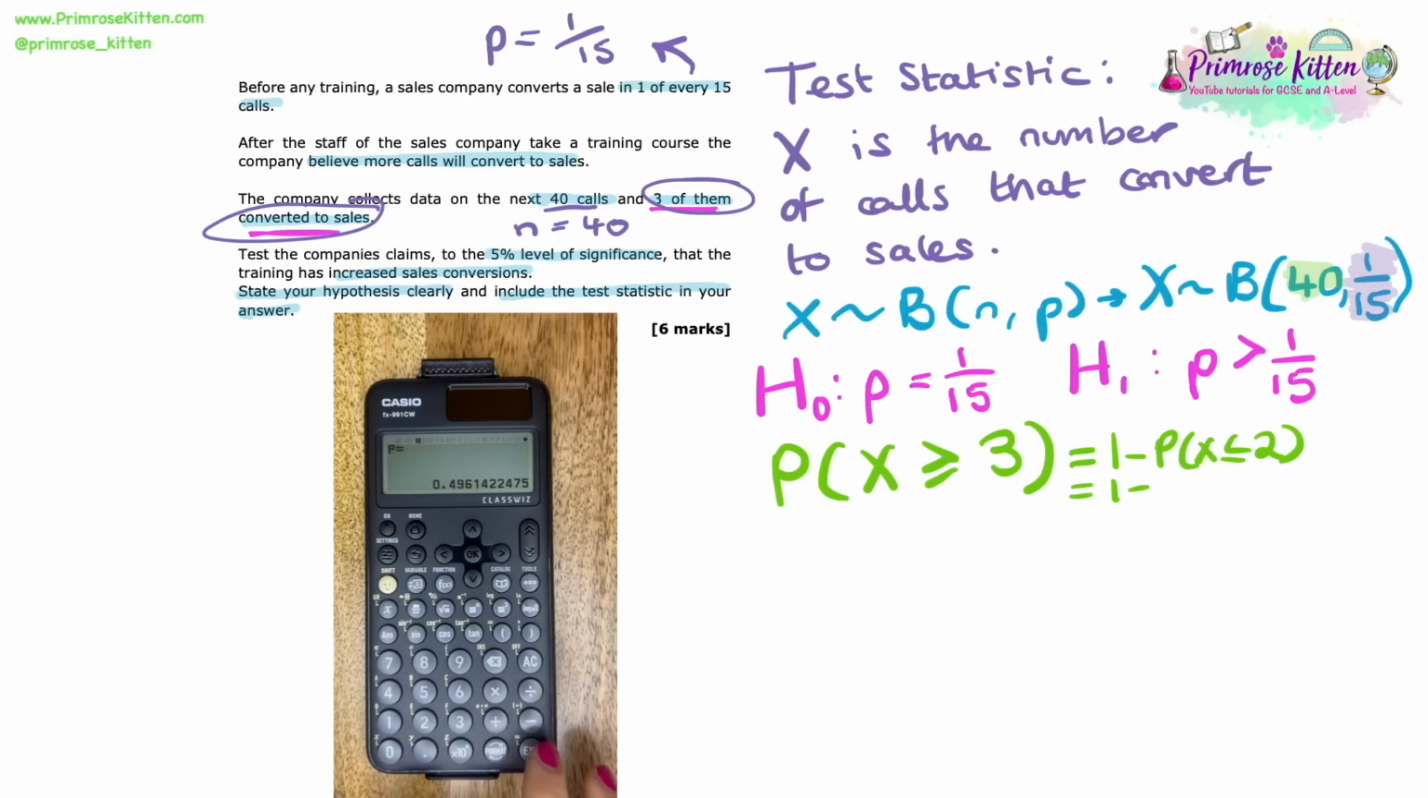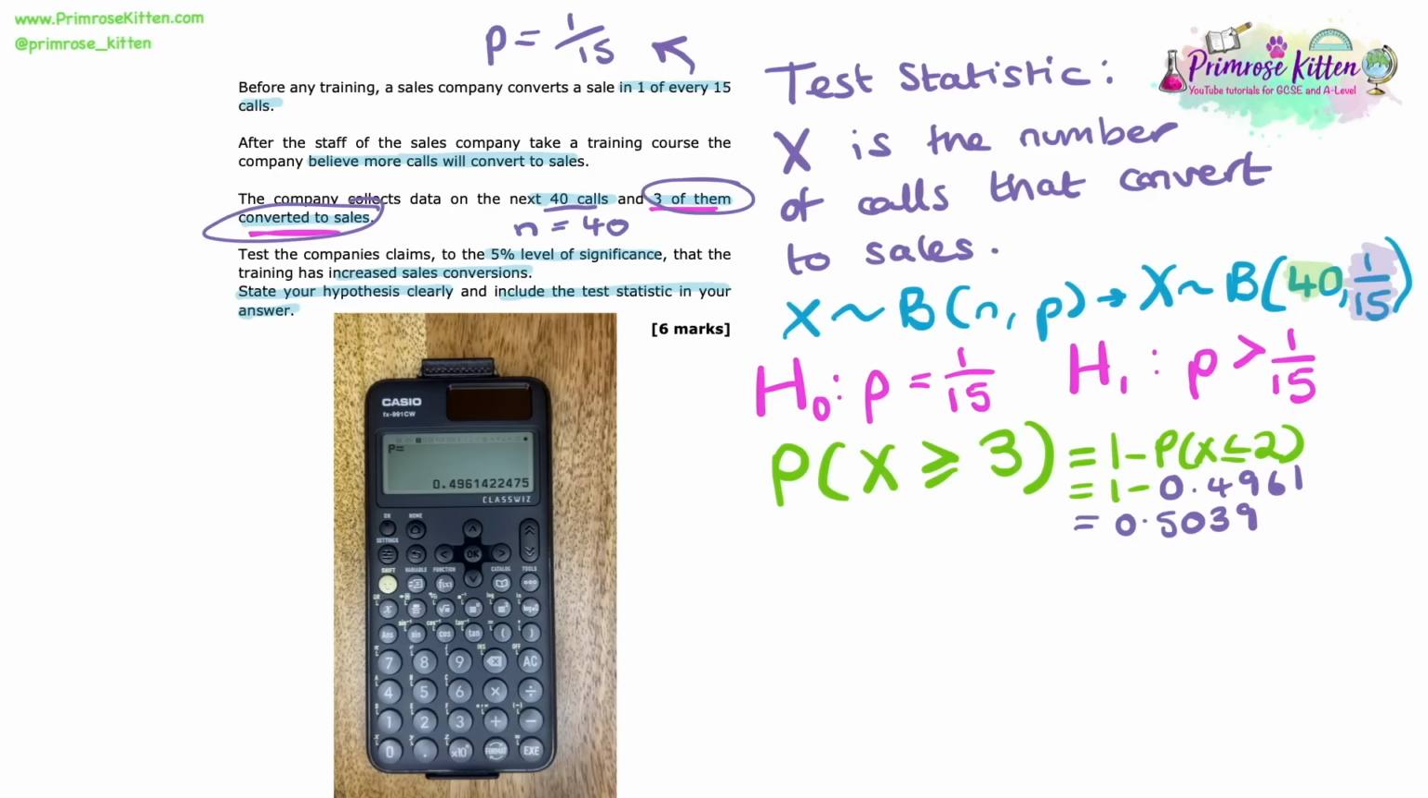So if we press execute now, we find that the probability of X being less than or equal to 2 is 0.4961. So we can fill this in now. So we've got the probability that X is bigger than or equal to 3 is equal to 1 minus 0.4961. And that ends up giving us a probability of 0.5039.